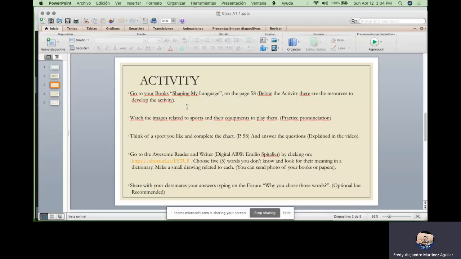The second part of the activity is to watch the images related to sports and their equipment to play them. So we are going to know about different concepts about the sports that we have to know. Then we have to think of a sport we like. Think of a sport you like, each one of you, and complete the chart that is on page 58. I'm going to show you the page of Shaping My Language in order to know what we have to do in the activity. And answer the questions, and explain it in this video.